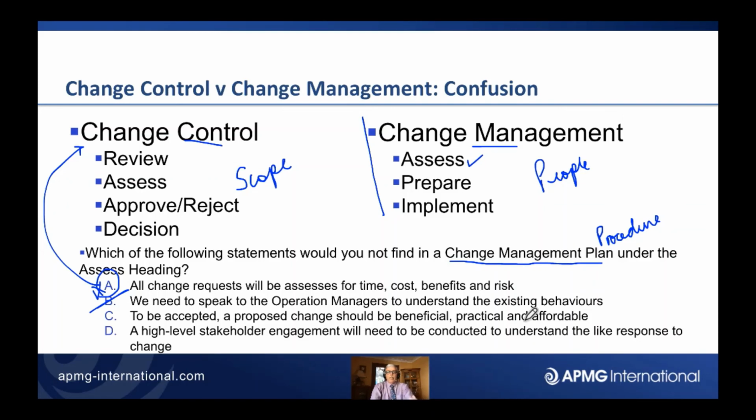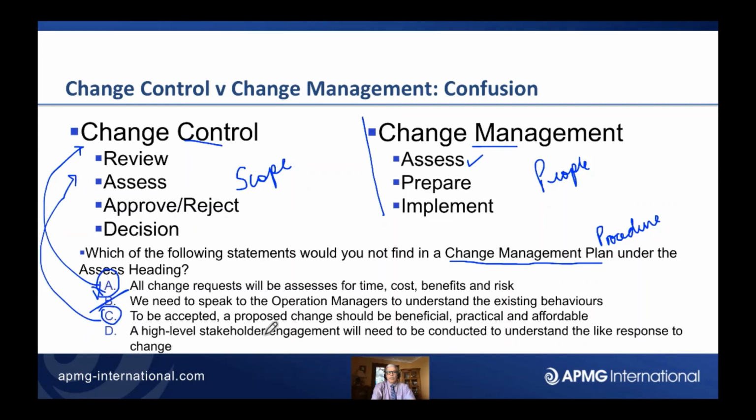To be accepted, a proposed change should be beneficial, practical, and affordable. That is all about a change of scope. Can we afford the three-tier cake? Is it worth doing? Is it beneficial? Do those extra slices, compared to the risk that it might fall over, justify it? Is it worth it? So yes, that one also will be part of change control and therefore a correct answer.